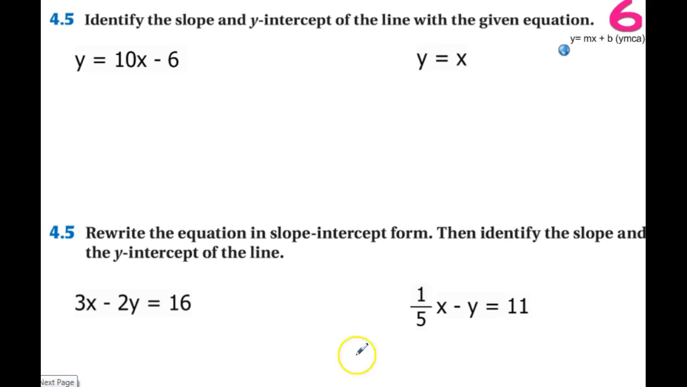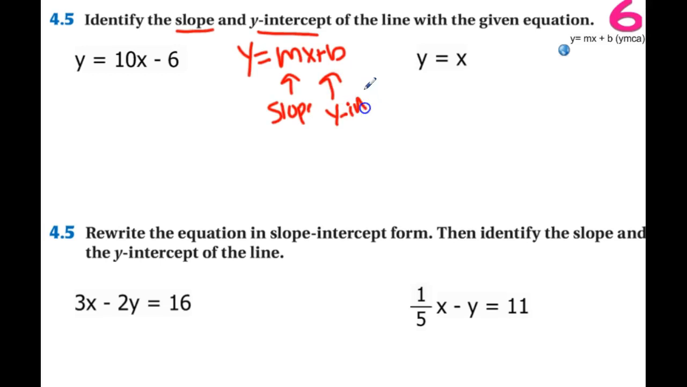Alright, our next couple questions are simply on finding the slope and the y-intercept. Or in the form y equals mx plus b, we're finding m, and b, our y-intercept. So this one is already in the form y equals mx plus b. So m, our slope, is 10, and b, our y-intercept, is negative 6.